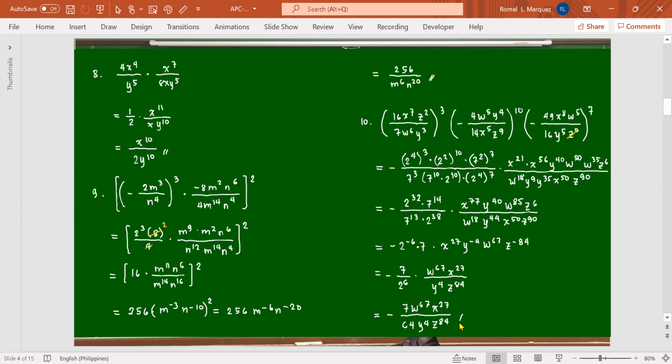That's how to simplify using laws of exponents. You do it one by one. Okay, children? Any questions with this, guys? Okay, no more.